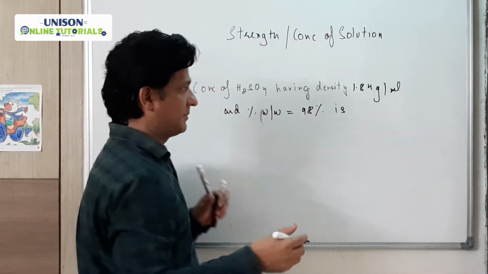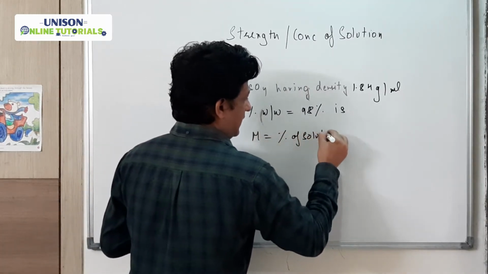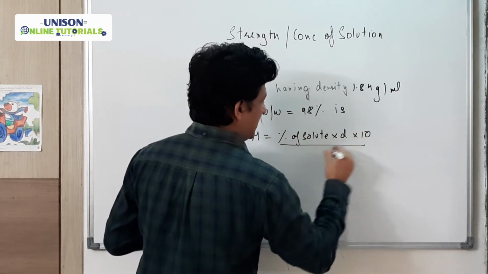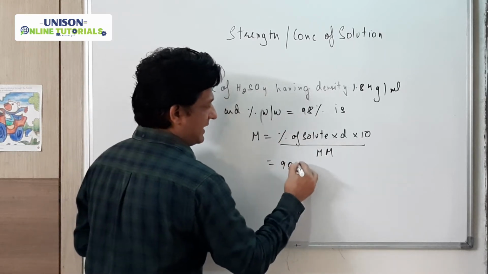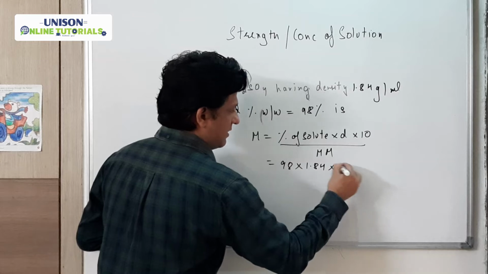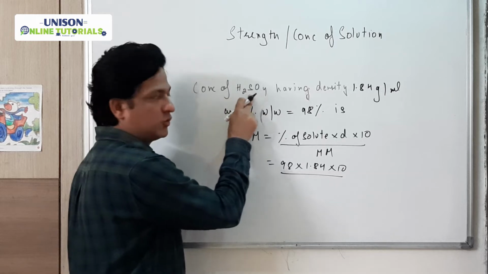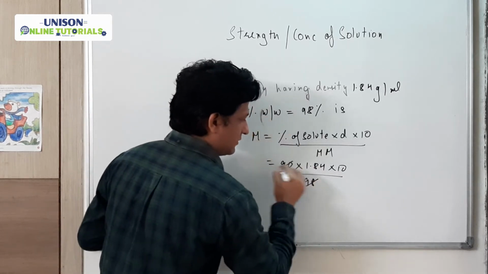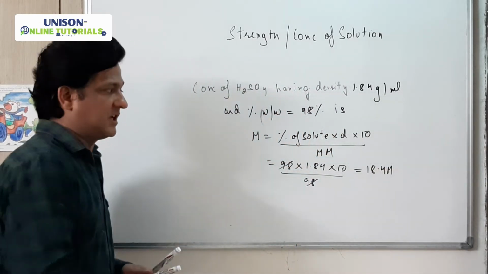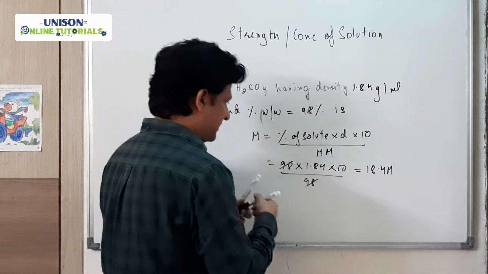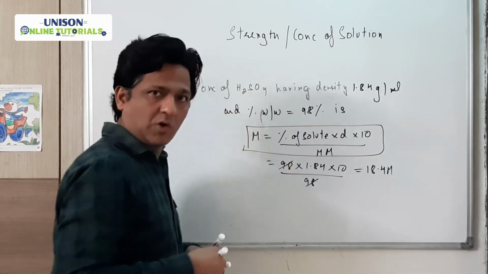तो इसके लिए मैं आपको एक shortcut formula बताऊंगा. Molarity is equal to percentage of solute into density into 10 by molecular mass. So in this, percentage of solute is given as 98, density is given as 1.84, 10 upon molecular mass. Molecular mass is again for H2SO4. So 2 plus 32 plus 64, that comes out to be 98. So they get cancelled, 18.4 mole. So this is your answer, 18.4 molar. Clear? So remember this formula. Percentage of solute into density into 10 by molecular mass.